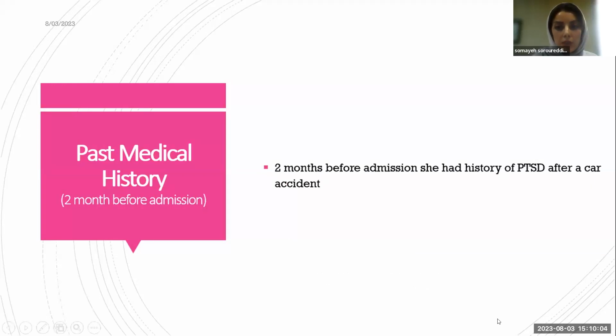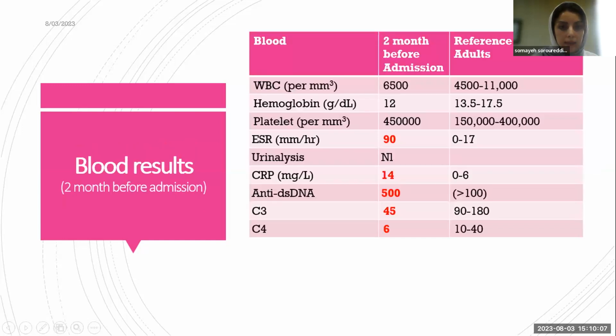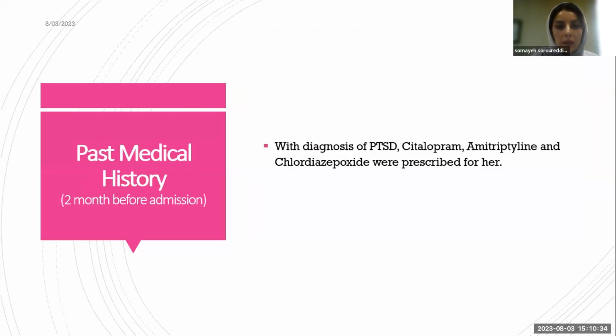2 months before admission, she had a history of PTSD after a car accident. Her blood results 2 months before admission showed WBC 6,500, hemoglobin 12, platelet count 450,000, ESR 90, urine analysis was normal, CRP 14, anti-double-stranded DNA 500, C3 45, C4 6. With diagnosis of PTSD, citalopram, amitriptyline, and chlordiazepoxide were prescribed for her. And despite serologic activity of lupus, no drug changes were done.